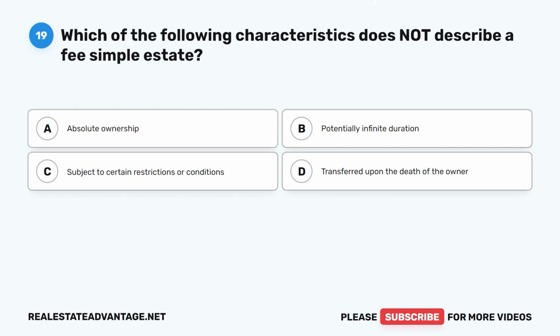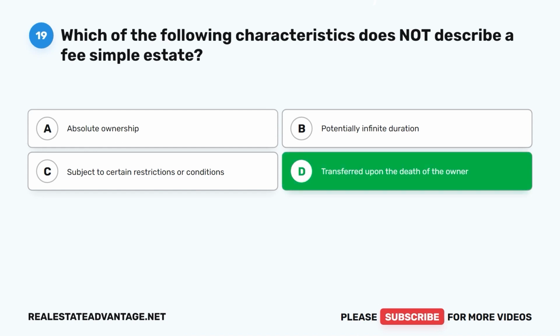Question 19. Which of the following characteristics does not describe a fee simple estate? A. Absolute ownership. B. Potentially infinite duration. C. Subject to certain restrictions or conditions. D. Transferred upon the death of the owner. The correct answer is D. Transferred upon the death of the owner.